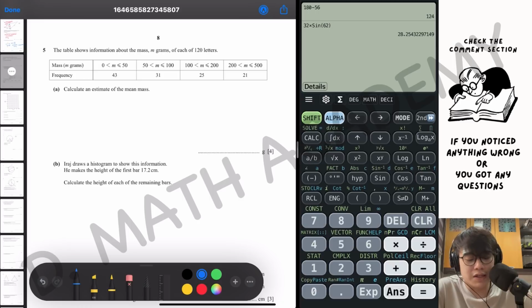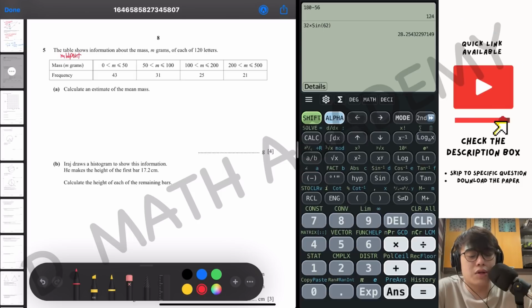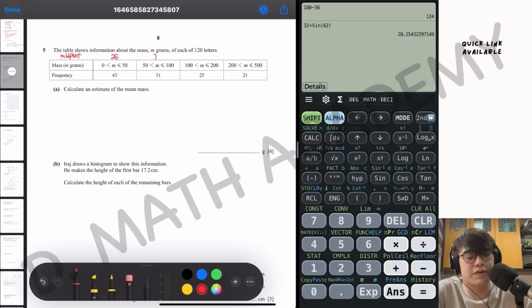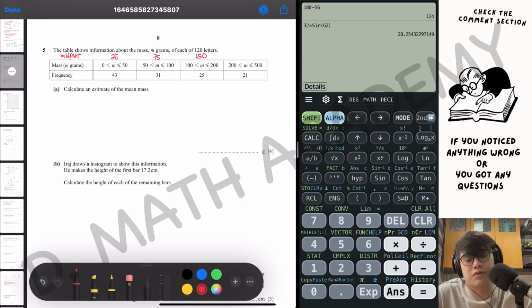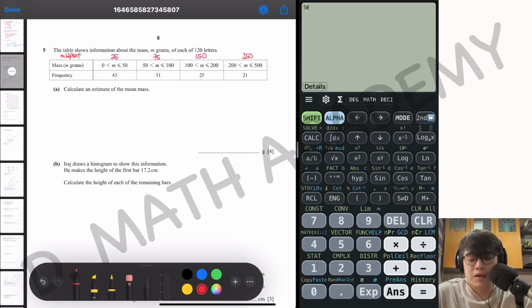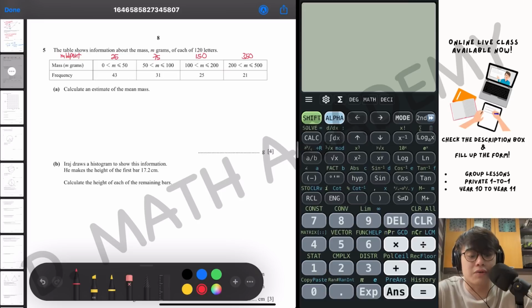Estimate the mean of the mass. For this, kindly take note, you will need a midpoint. To get the midpoints, here should be 25, here should be 75, 150, and 350. You might wonder how I get this. For the first one, you take 50 plus 0 and then divide it by 2. Repeat the same steps for the rest to identify your midpoints.